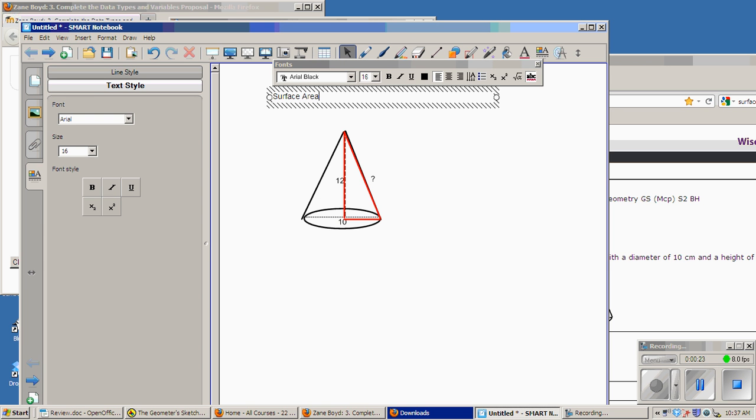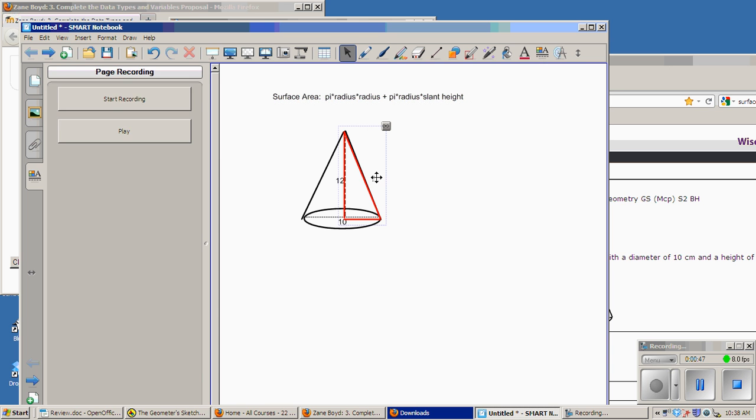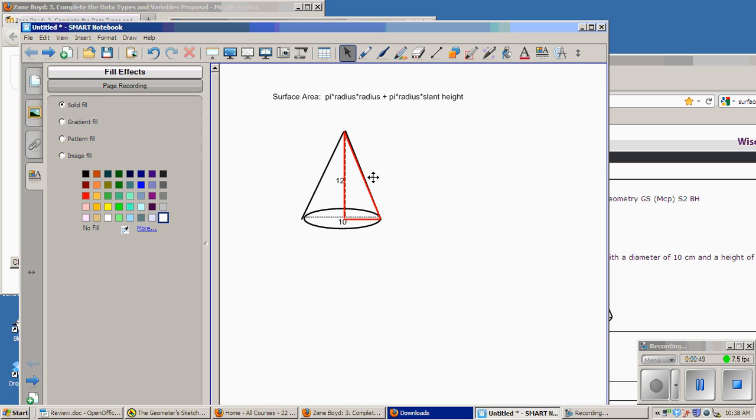So the first thing that you'd have to look up was the surface area formula, which is pi times the radius squared, or radius times radius, plus, then you add to that pi times the radius times the slant height. And so the thing that's missing here is the slant height. I put a little question mark here. And so we have to find out what that slant height is first.